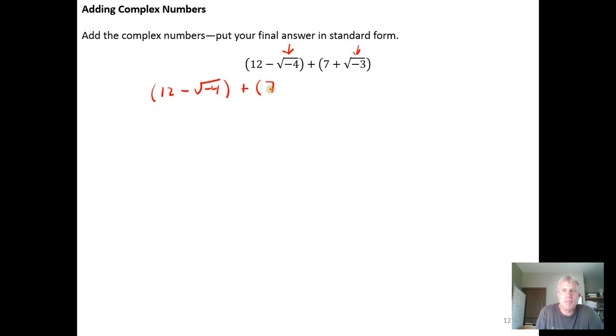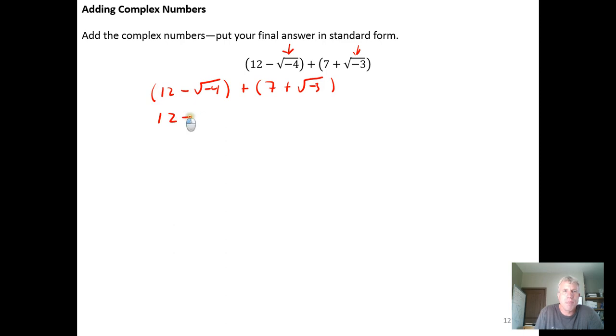Plus, and then I have 7 plus the square root of -3, and I want to recognize with this addition sign in front of the parentheses that it isn't going to change anything. If we distribute an addition into a parentheses, everything inside the parentheses will remain the same. So in this case, both sets of parentheses can be dropped without changing the problem. So I'm going to drop the parentheses.